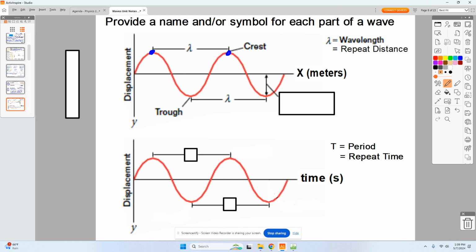Just some vocabulary. What do we call the maximum displacement from equilibrium in our simple harmonic motion stuff? What do we call that? It starts with an A: the amplitude. So again, wave names and wave features. You need to commit those to memory.